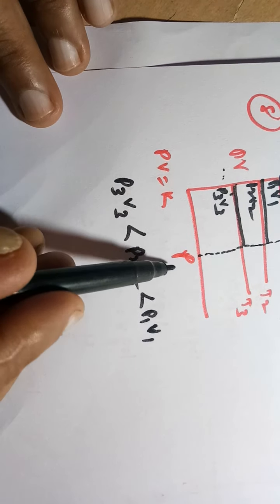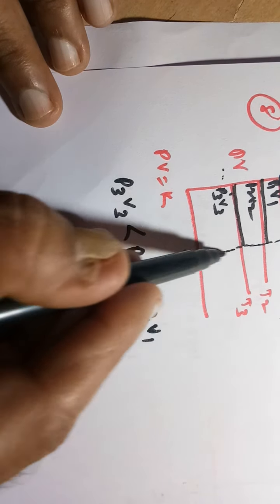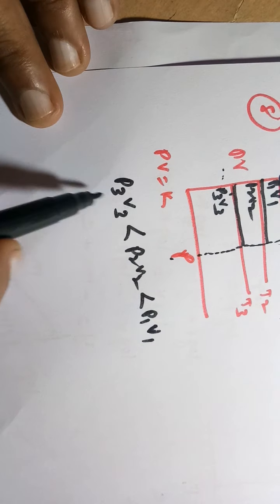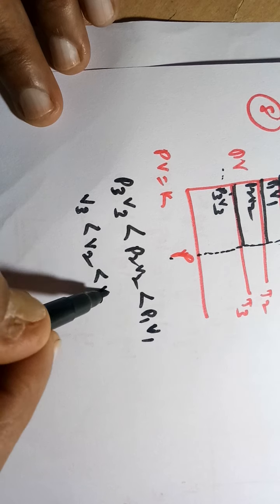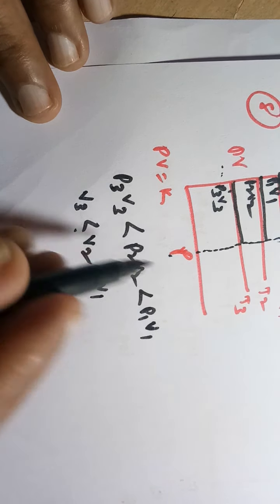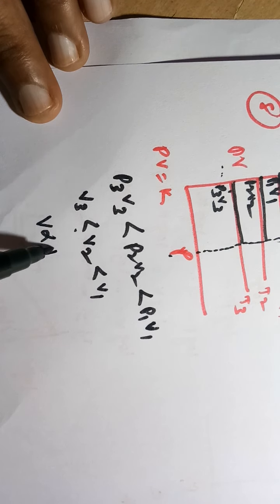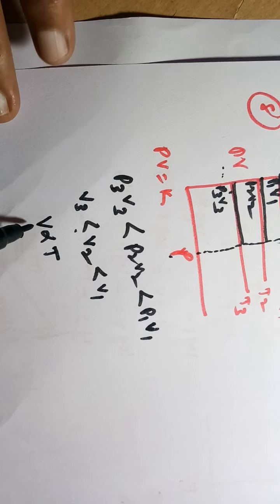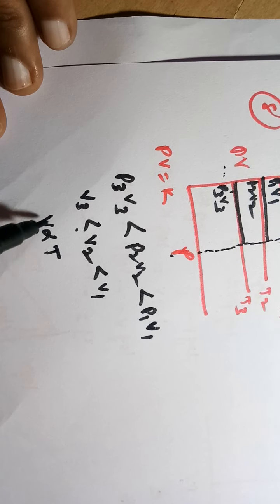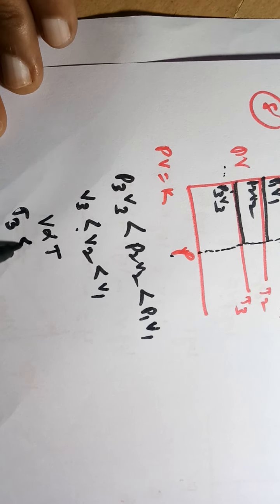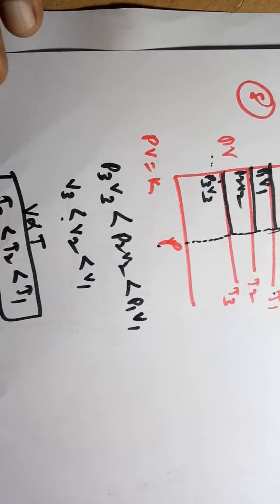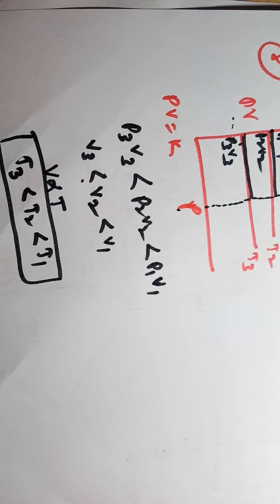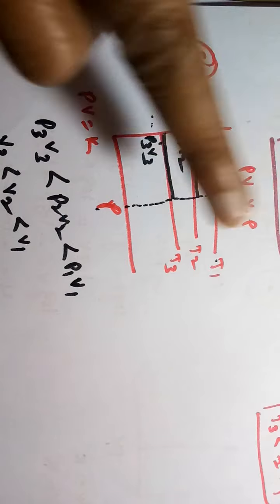Now here pressure is constant. We took constant pressure, so the P's are constants. So V3 is less than V2 is less than V1. What is the relation between V and T? According to Charles' law, V is proportional to T. So whenever V is proportional to T, we can write the same relation in terms of T. So T3 is less than T2 is less than T1. So this is the relation among these measurable properties.